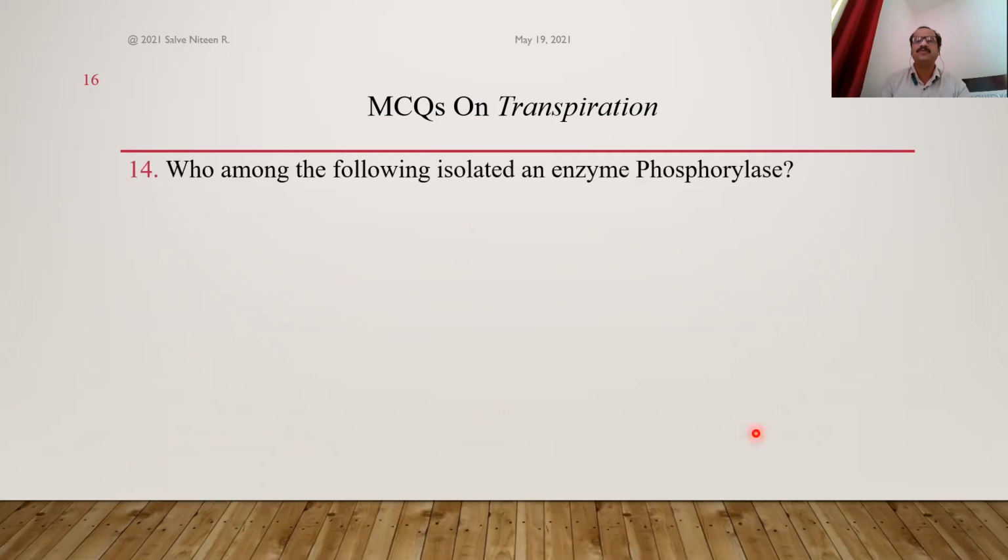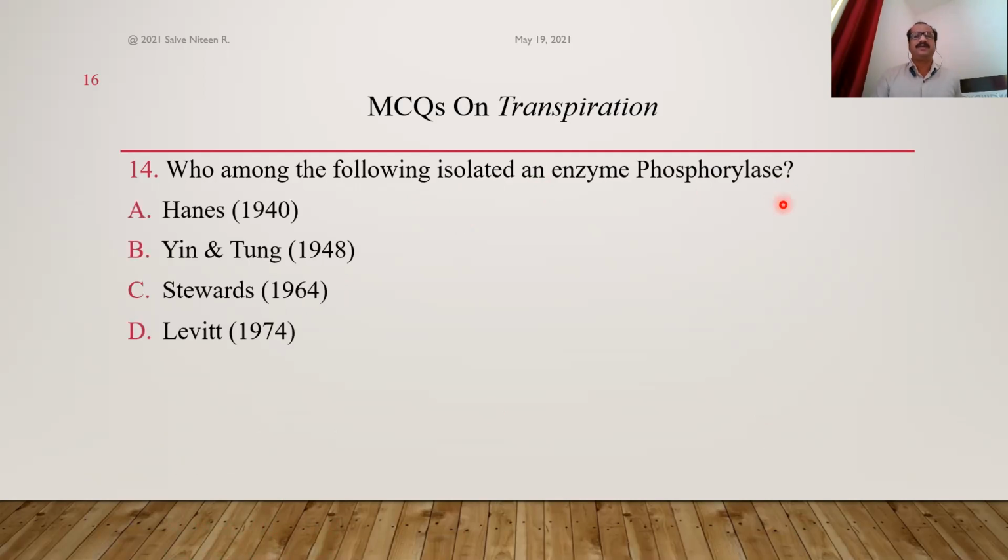Who among the following isolated the enzyme phosphorylase? Sometimes they will ask who among the following discovered the enzyme phosphorylase? So the answer here will be In and Tung. But actually Heinz is the scientist who discovered the enzyme, whereas In and Tung isolated the enzyme phosphorylase in crystalline form. So here the answer is B.